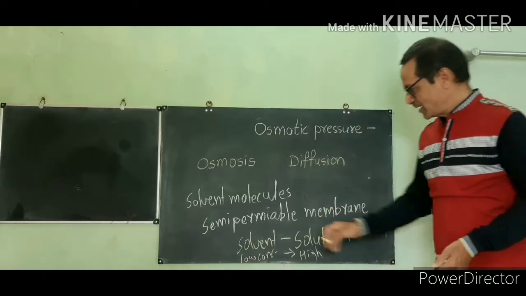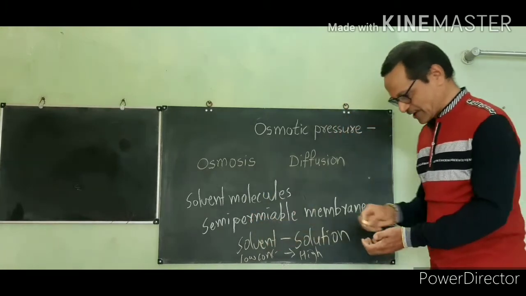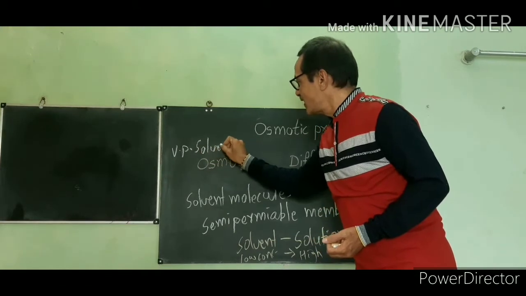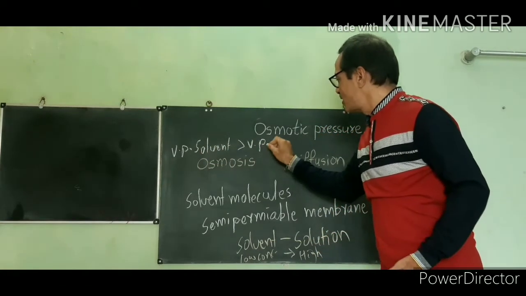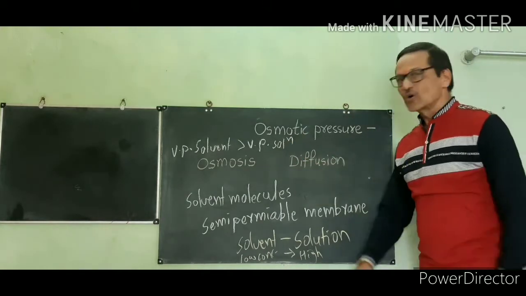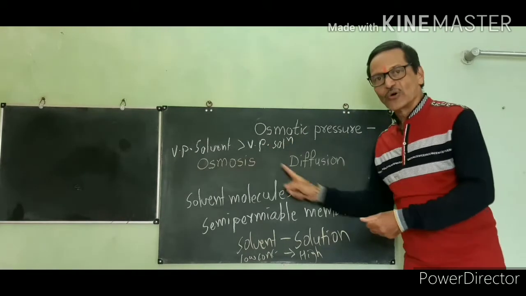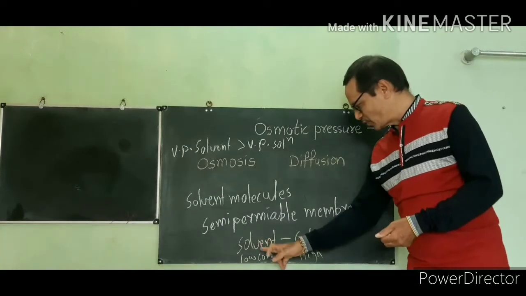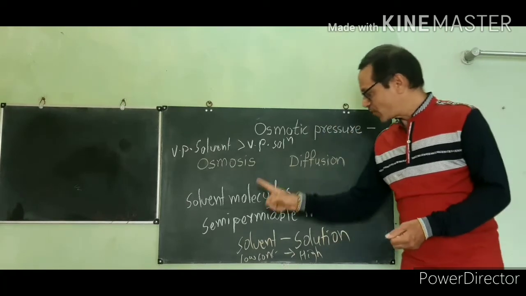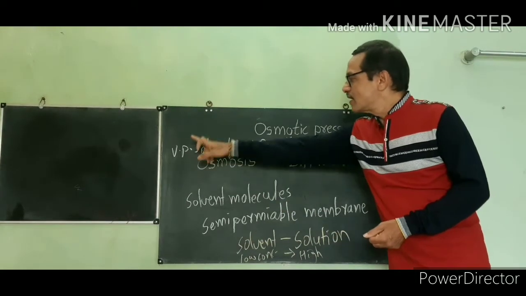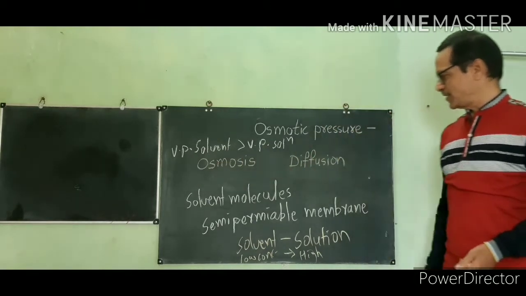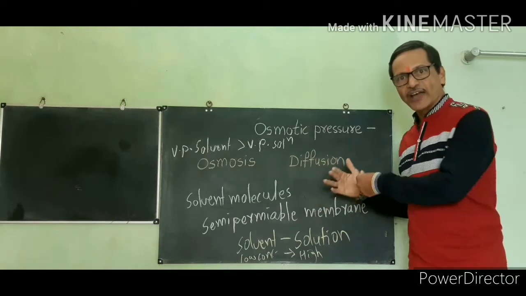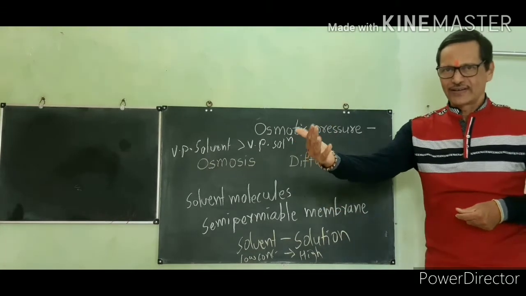Also one thing, see the vapor pressure. The vapor pressure of solvent is higher than the vapor pressure of solution. Natural flow would be from higher to lower, but here the flow is from solvent to solution, that means from higher vapor pressure to lower vapor pressure. In diffusion, the flow is from higher concentration to lower concentration.